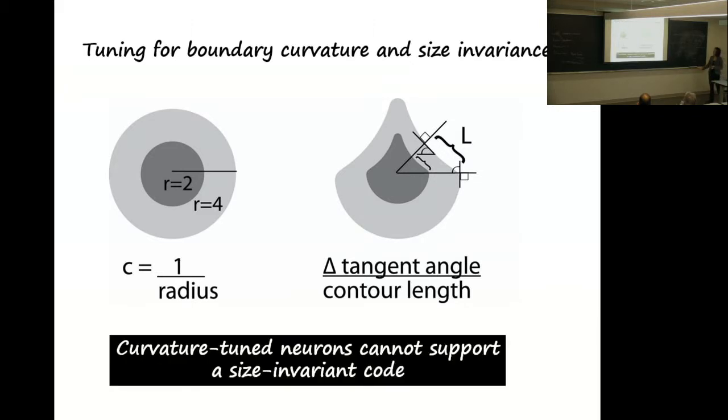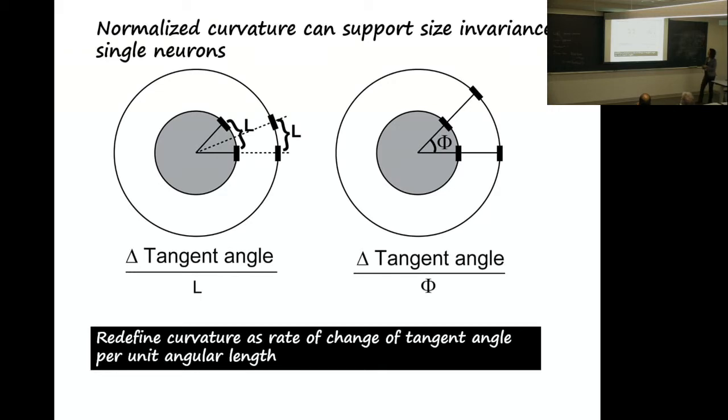But we can very easily convert this to a size invariant representation, as was also pointed out by Peter Oliver earlier. Basically, you can either normalize the definition by length, or you could measure curvature in a polar coordinate frame, so the rate of change of tangent angle per angular length. In this definition of curvature, you have a size invariant representation, so you have the same curvature measurement regardless of the size.